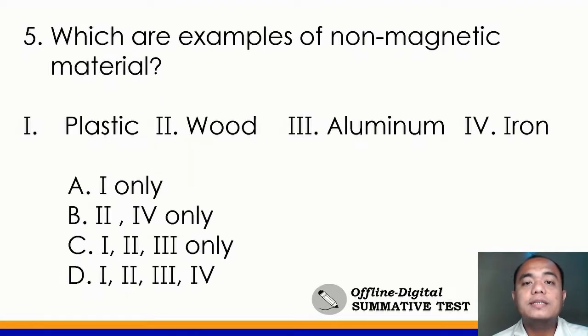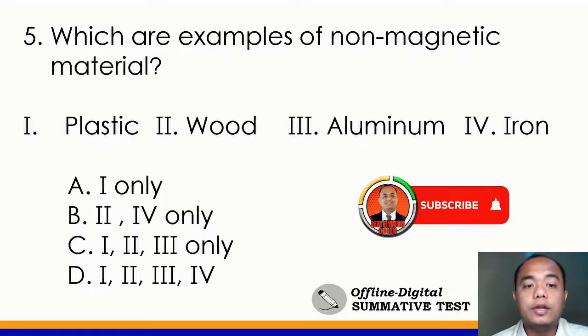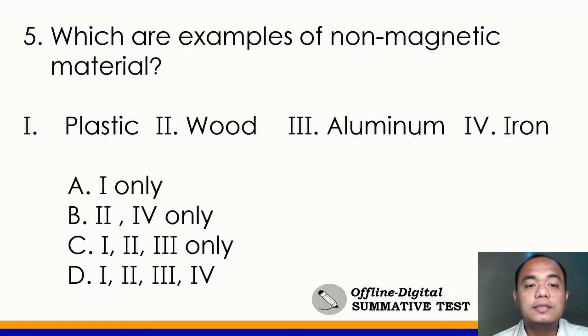Number 5. Which are examples of non-magnetic material? 1. Plastic. 2. Wood. 3. Aluminum. 4. Iron. A. 1 only. B. 2 and 4 only. C. 1, 2, 3 only. Or letter D. 1, 2, 3, 4. The correct answer is letter C. Plastic, wood, aluminum are all non-magnetic materials. Only iron in the options is the magnetic material.